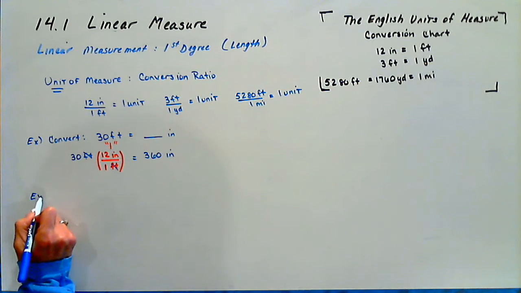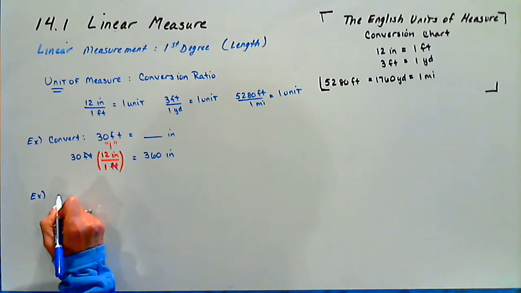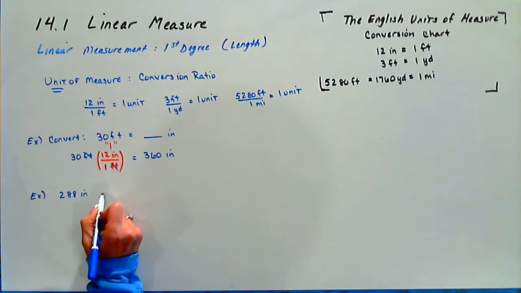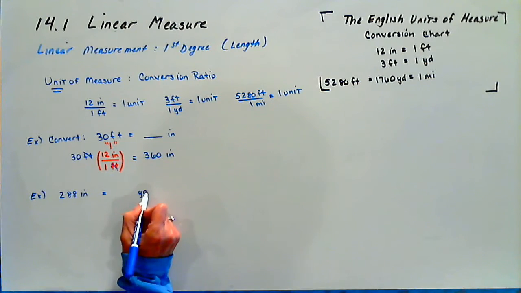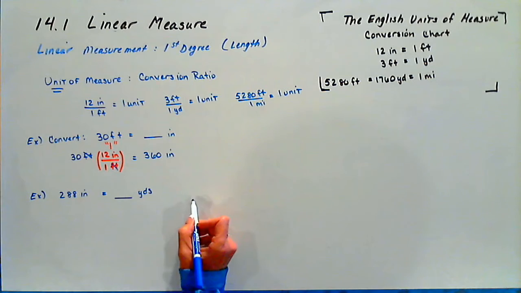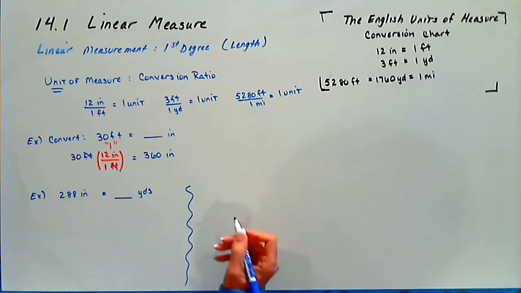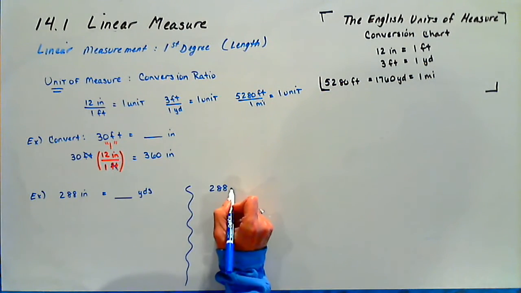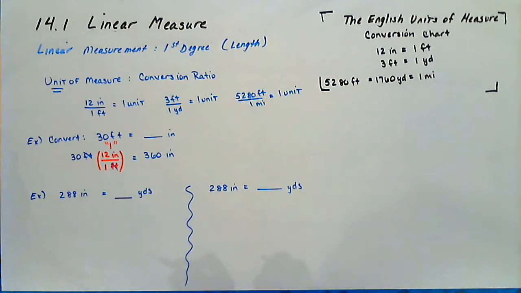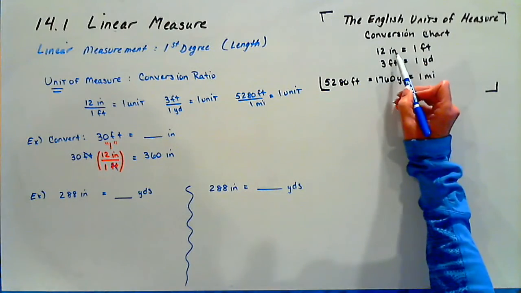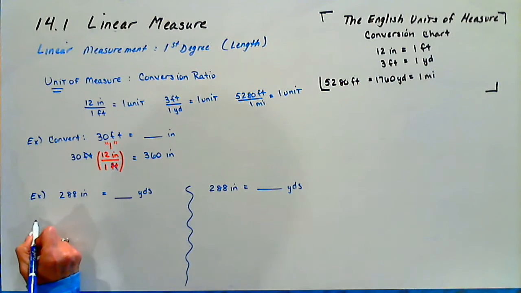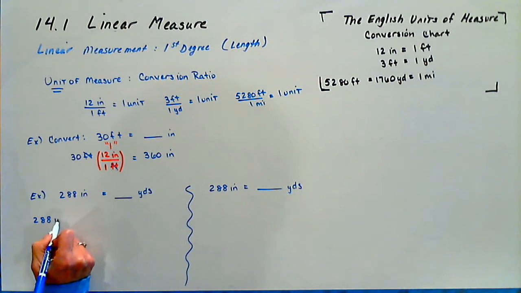So let's do that again. Let's say I give you 288 inches, and I would like to know how many yards this is. Well, I'm going to do this problem two different ways. I'm going to set it up both ways. Because I could go from inches to feet, feet to yards. So we're going to start with what we know, 288 inches.